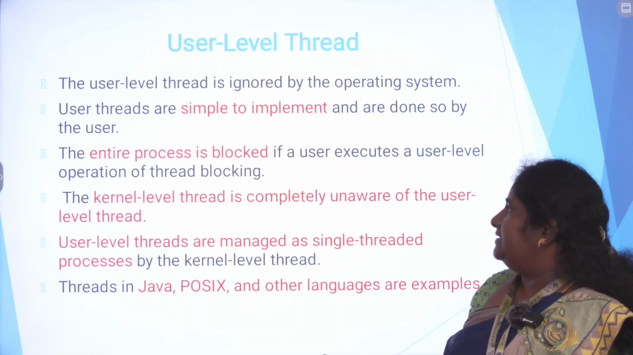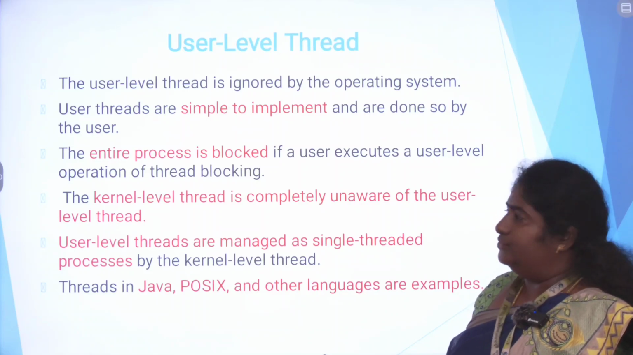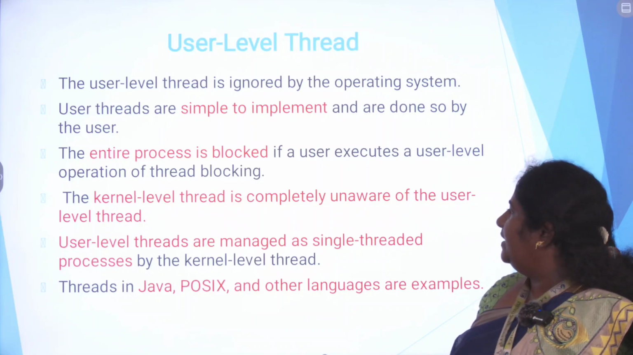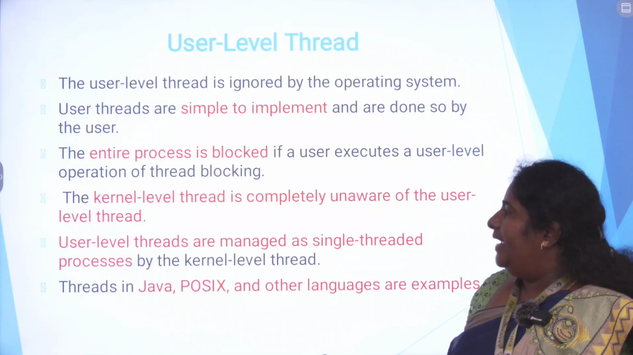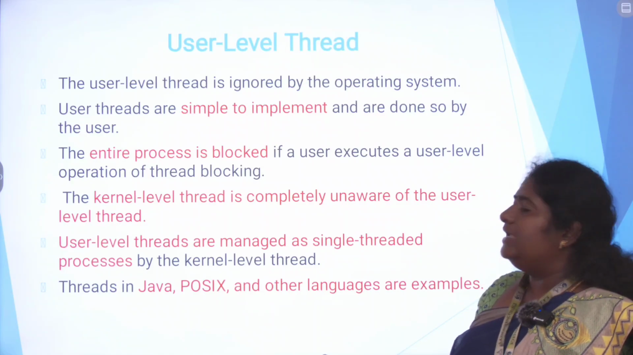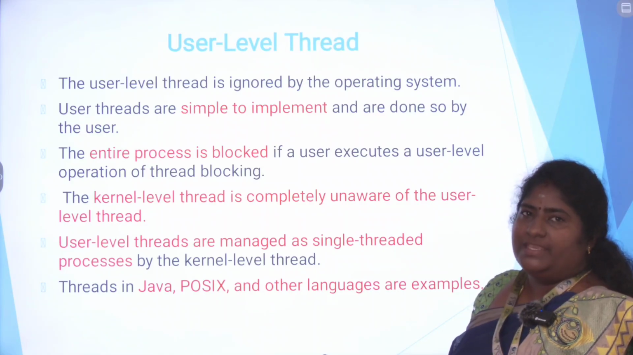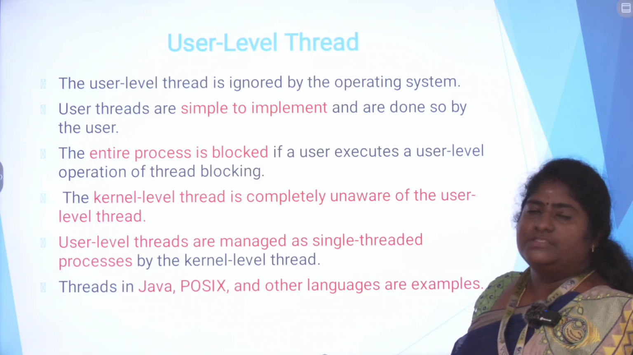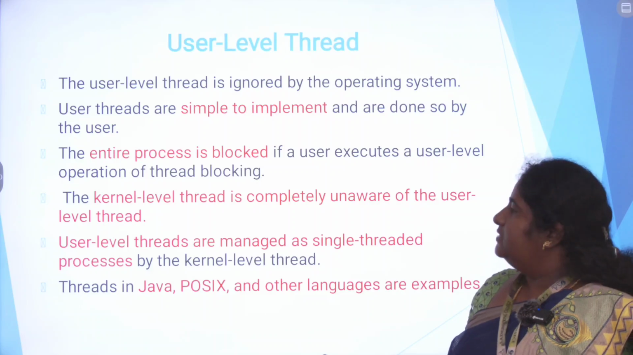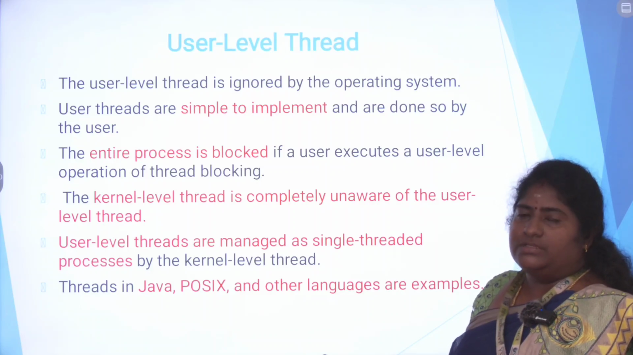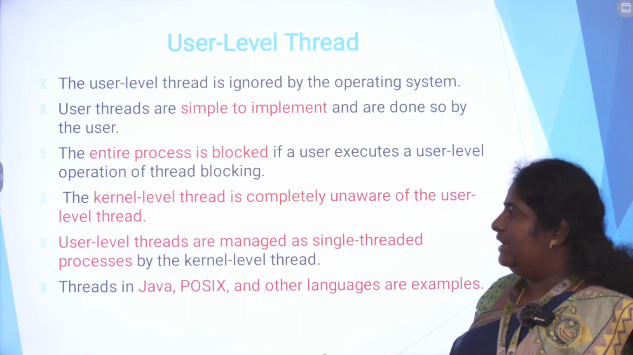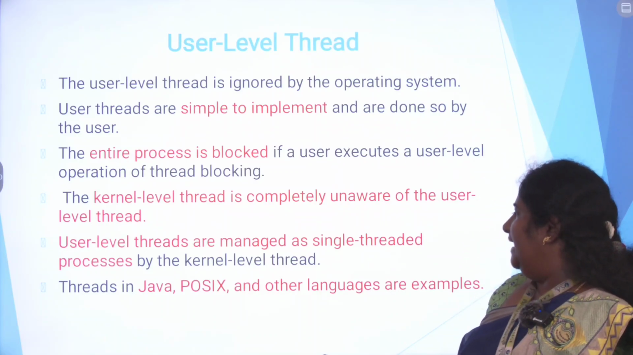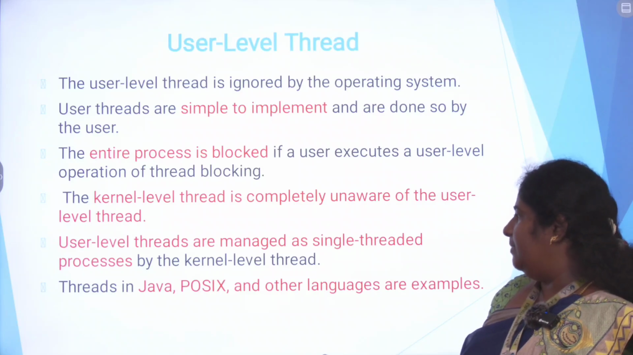So user threads are simple to implement and it is done by the user. The entire process is blocked when the user is going to execute the operation. Whenever the kernel level thread is going to be executed, because it is not aware of how the user is going to execute the thread, it will block all its execution, it will block all the user level execution, and the kernel will take over the operating system.